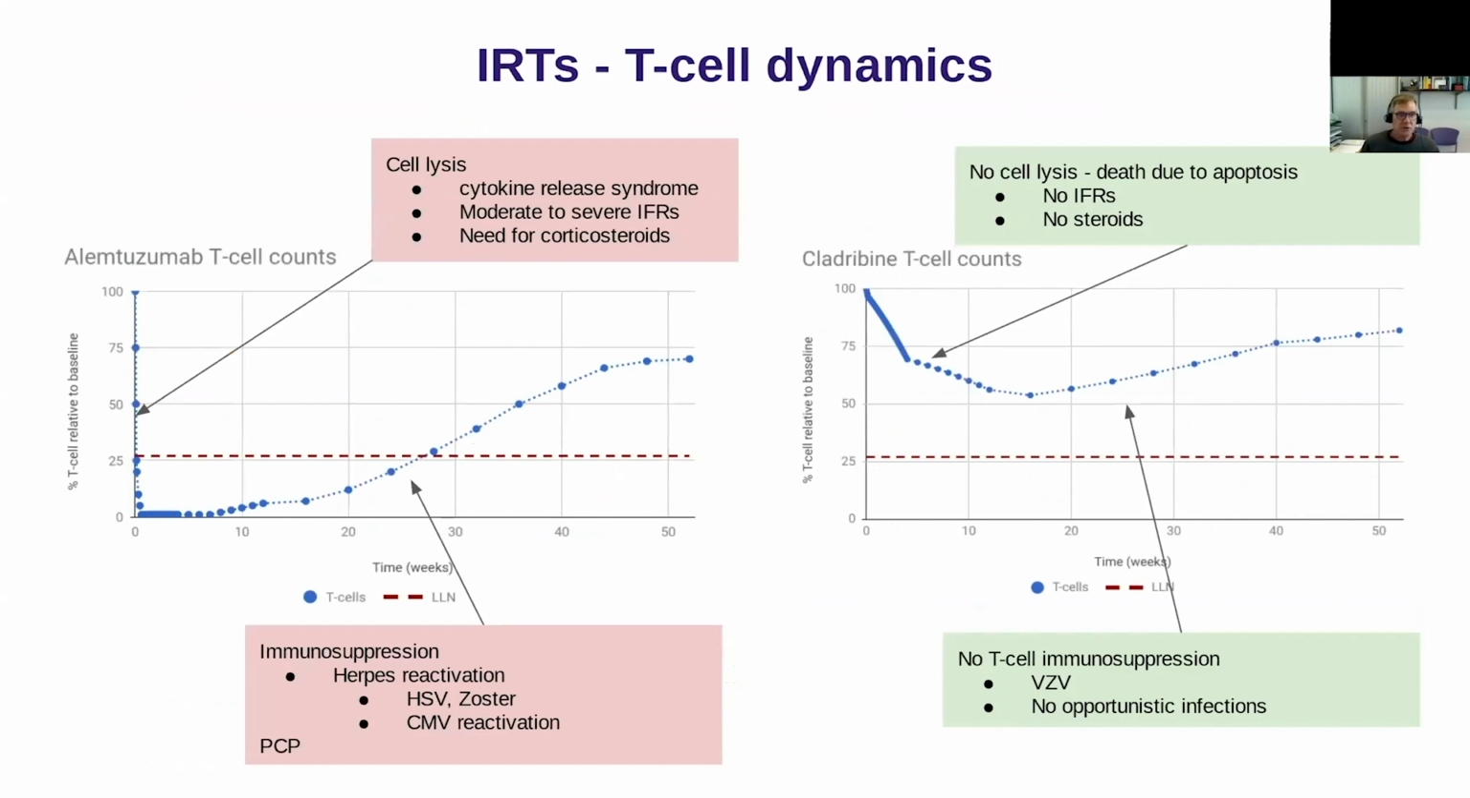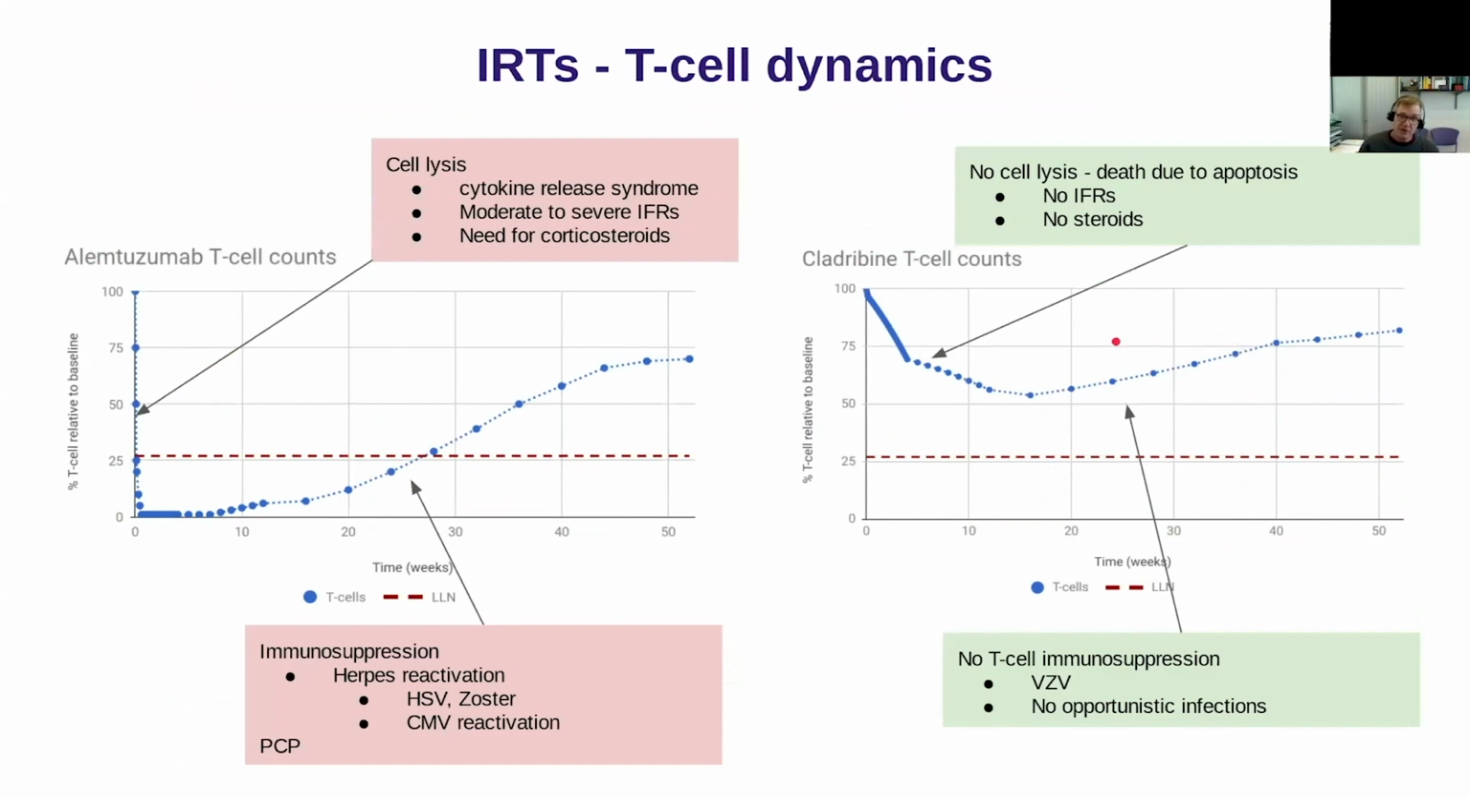Just to say to you that immune reconstitution therapy, this is just showing you the two that are licensed. So alemtuzumab really depletes T cells quite dramatically down to about 0.1 within days of starting it, and the reconstitution is very slow.